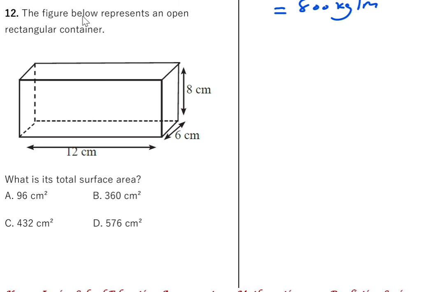The figure below represents an open rectangular container. So take note of the word open. This means that this upper part is open, so it is not included. What is the total surface area? So surface area means the area of the faces. So how many faces do we have?